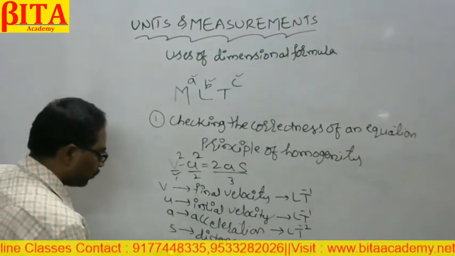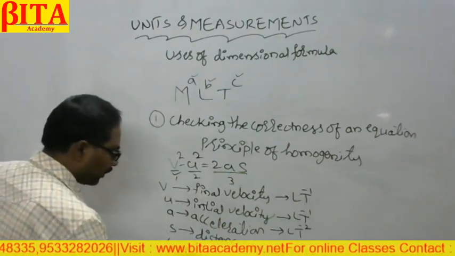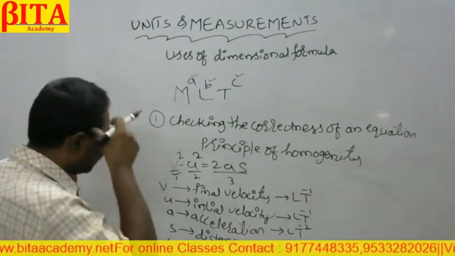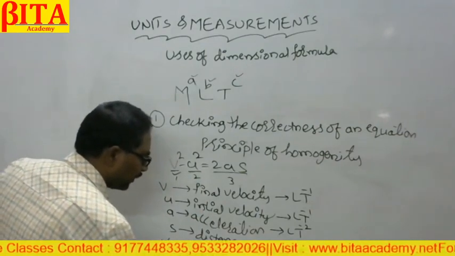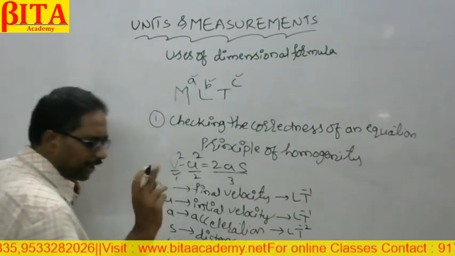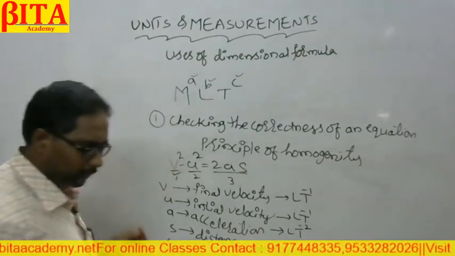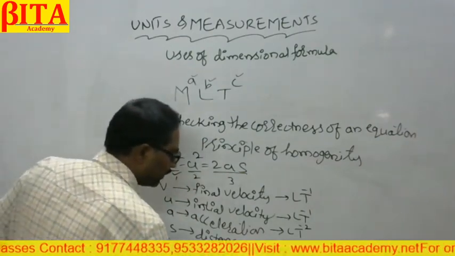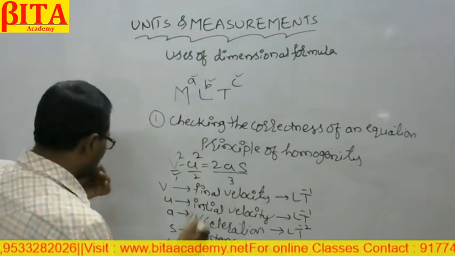So v square: as the final velocity dimensional formula is Lt power minus 1, we get Lt power minus 1 whole square. As square is there, we have to write that square also. Minus u, whose dimensional formula is also Lt power minus 1, squared, which is equal to 2. 2 is a number, so no dimensional formula will be there for it. Now a is acceleration, Lt power minus 2, into s, distance traveled, which is L. Now observe carefully, all of you.